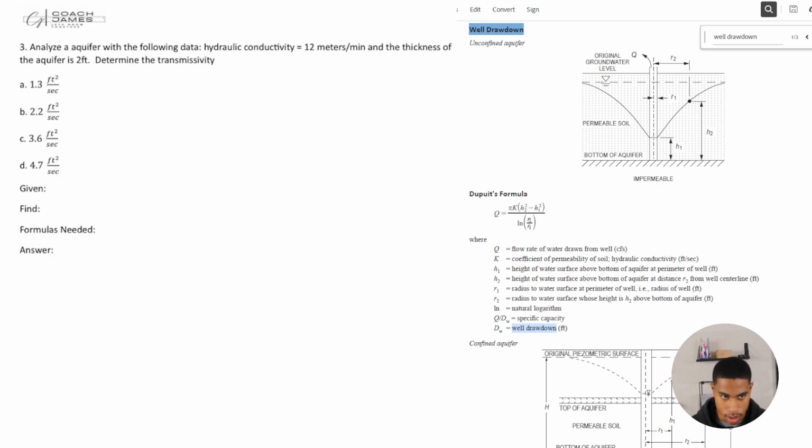Well, we're given the hydraulic conductivity, and we're given the thickness of the aquifer, right? We need to find the transmissivity. I always feel like I'm gonna mispronounce that. All right.